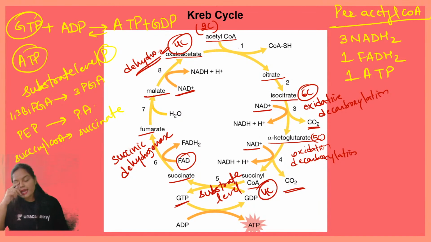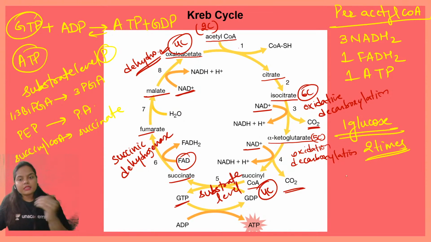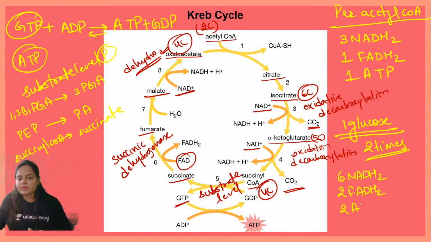Now see, as I told you, one glucose molecule will break into 2 acetyl coenzyme A molecules. So that means, to metabolize one glucose molecule, the Kreb cycle needs to run twice, because per glucose molecule, 2 acetyl coenzyme A are produced. So per glucose molecule, how many times is the Kreb cycle running? 2 times. So what are the outcomes? Per glucose molecule, 6 NADH2 molecules, 2 FADH2 molecules and 2 ATPs are produced in a Kreb cycle.